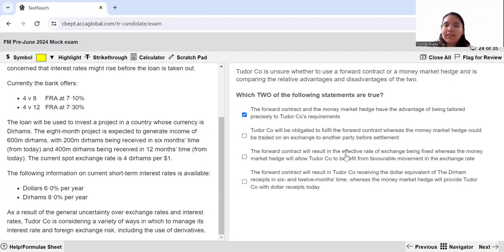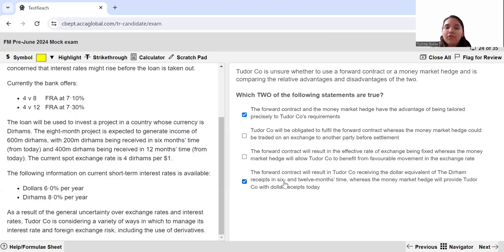The forward contract will result in the effective exchange rate being fixed, whereas the money market hedge will allow Tudor company to benefit from the favorable movement in the exchange rate. No, this is not true, because they both effectively fix your exchange rate. It is not only the forward contract which will fix the exchange rate, your money market hedge also fixes the exchange rate. The forward contract will result in Tudor company receiving the dollar equivalent of the dirham receipts in 6 months and 12 months' time, whereas the money market hedge will provide Tudor company with the dollar receipts today. Now, this is absolutely correct.